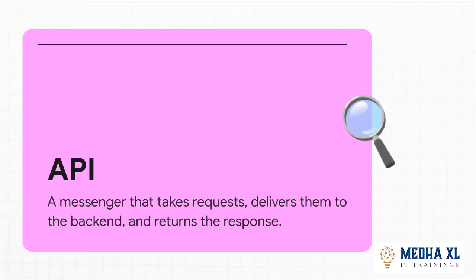The best way to think about an API is like a waiter in a restaurant. The front end is the dining room, where you are, and the back end is the kitchen. You don't just yell your order to the kitchen, right? No, you give your order to the waiter, who takes it to the kitchen, and then brings the food back to you. An API does the exact same thing, just with data.